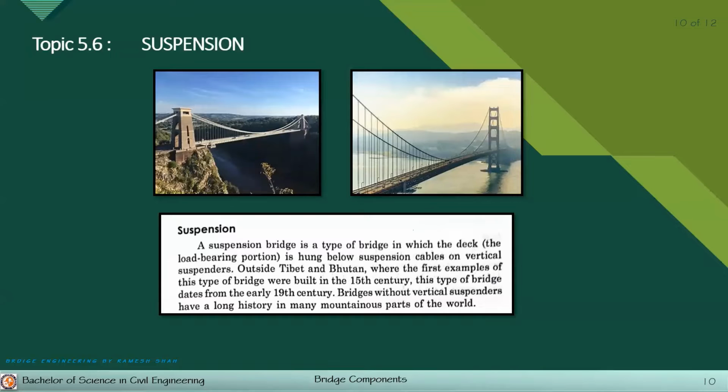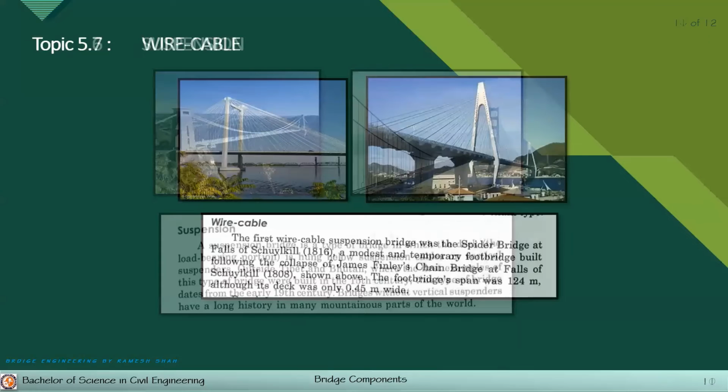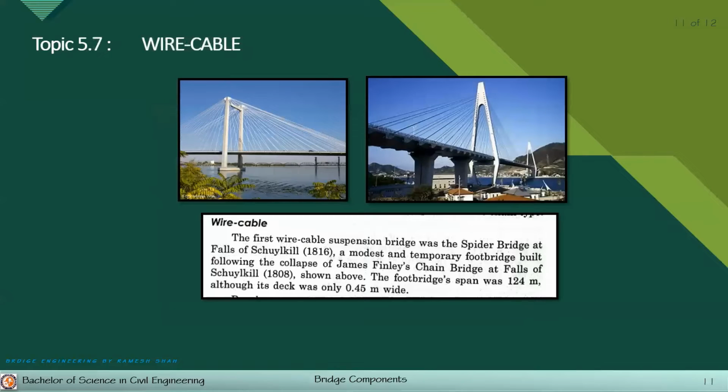Lastly, we have wire cables. This is the picture of our wire cables. The first wire cable suspension bridge was the Spider Bridge at Falls of Schuylkill, 1816. A modest and temporary footbridge built following the collapse of James Finlay's Chain Bridge at Falls of Schuylkill, 1808.